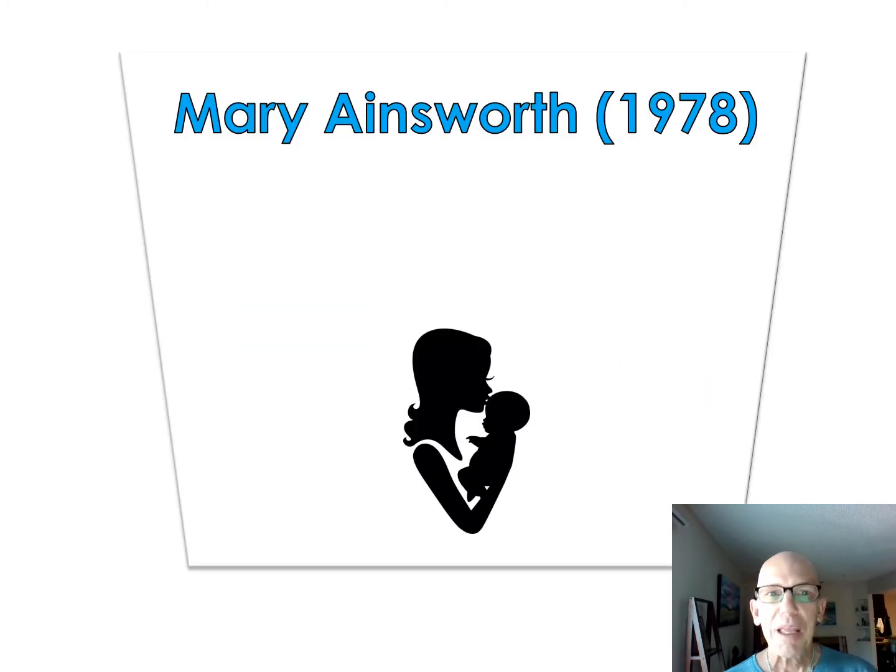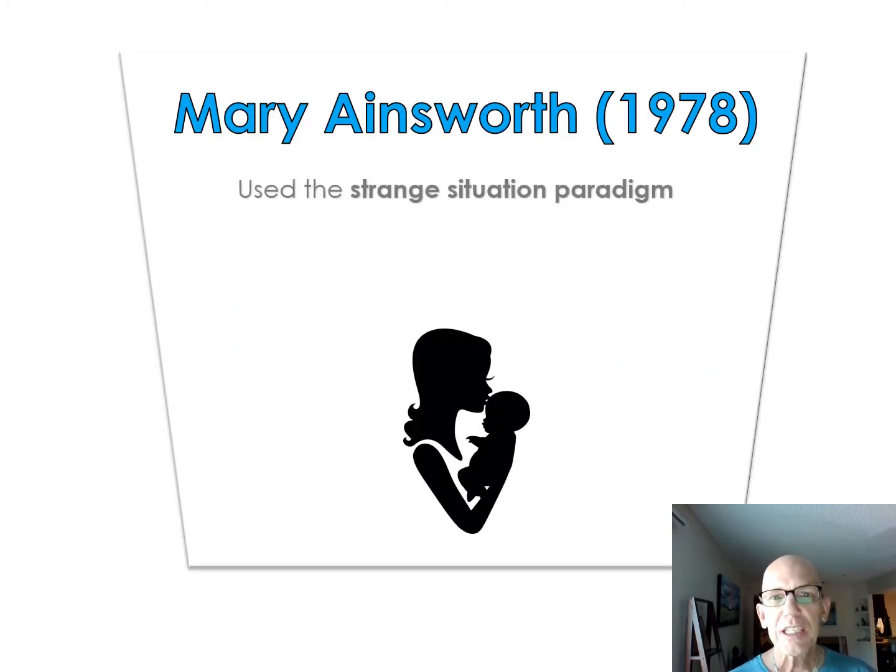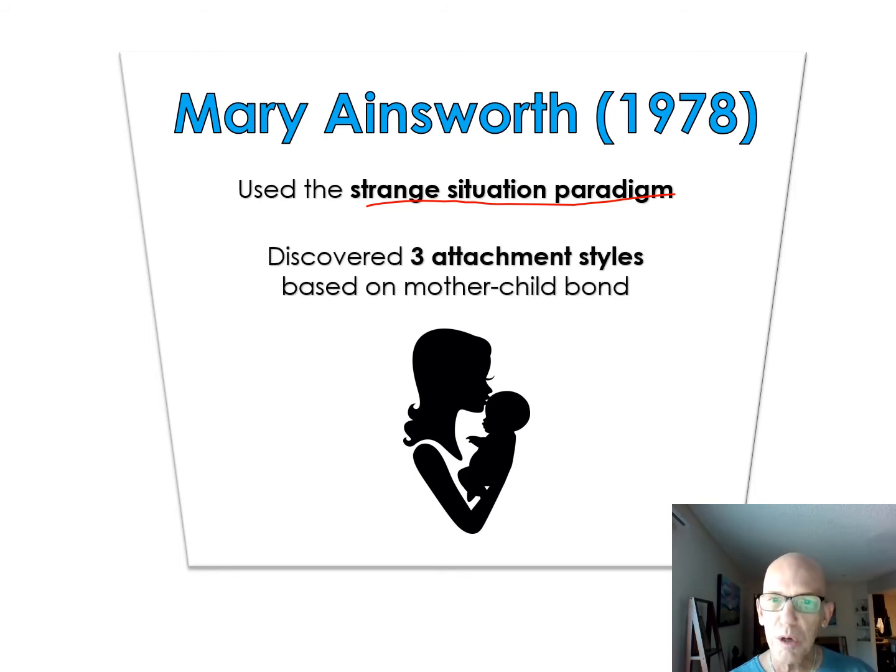Okay, here we go. Mary Ainsworth in 1978 had this thing called the strange situation paradigm. She knew about the monkeys. She worked with John Bowlby, who did a lot of research on orphans, so they knew about this bond being broken, kind of like with the monkeys. She would bring moms and their little babies in, and she discovered three attachment styles. I'll get to them much later, but here we go.